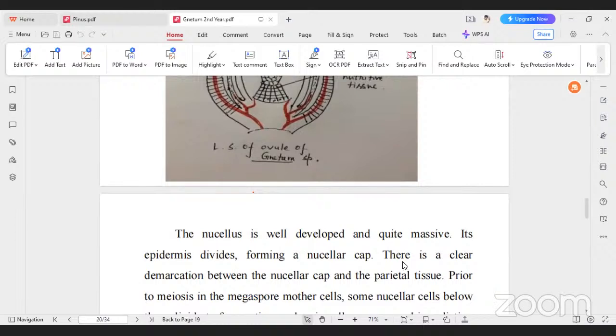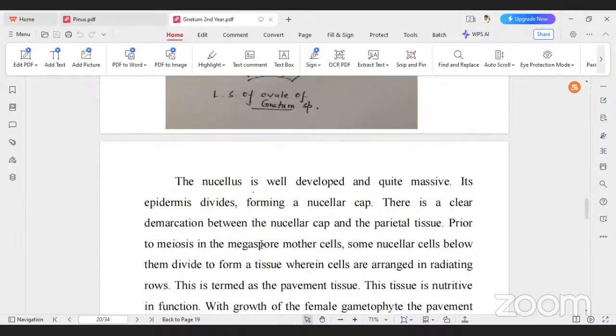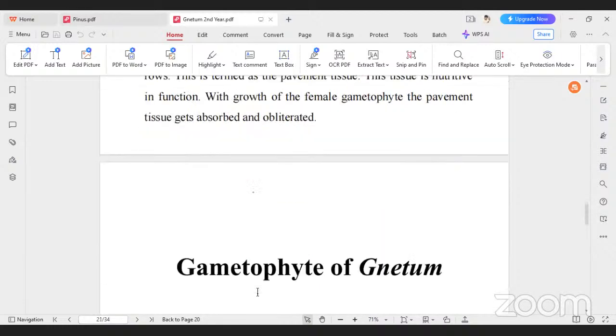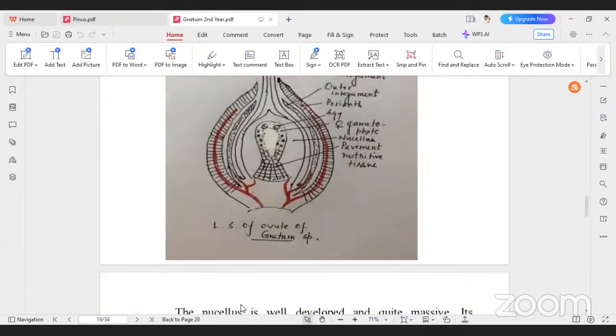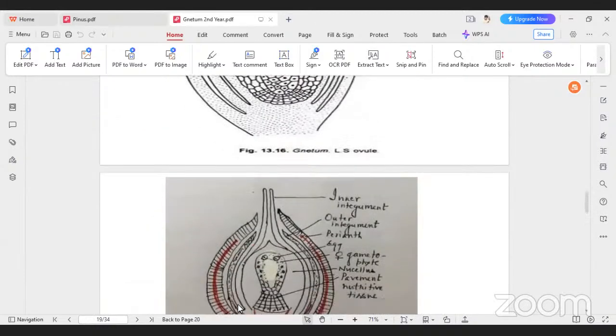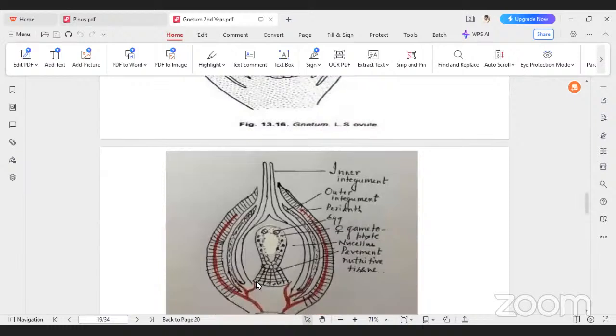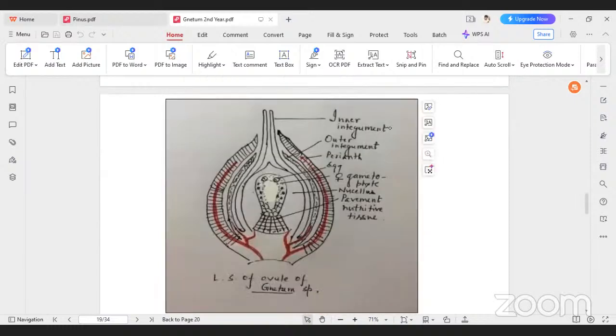The nucellus is well developed, and its epidermis is divided from the nucellar cap. This is a clear demarcation between the nucellar cap and the parietal tissue. Inside the nucellar tissue, meiotic division takes place, resulting in the formation of the megaspore mother cell. After division of these nucellar cells, megaspores are formed. This megaspore further develops into the female gametophyte. Before that, actually, before the direct structure, let me draw a draft diagram.